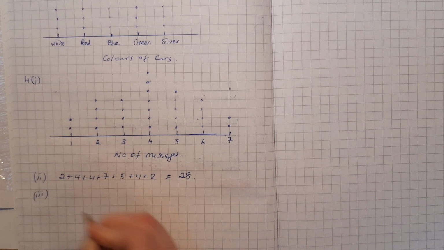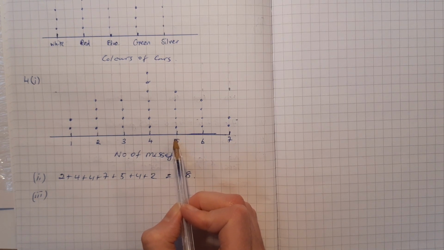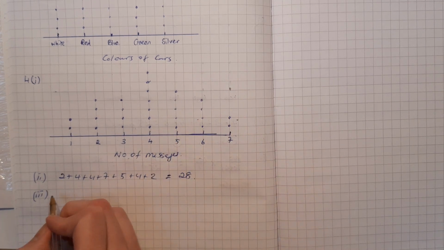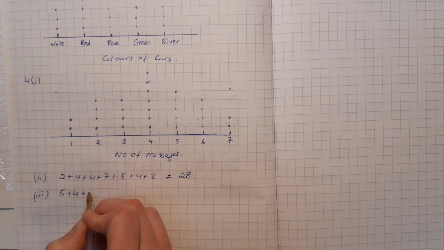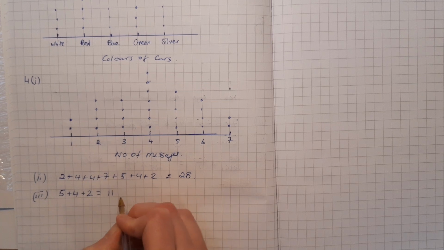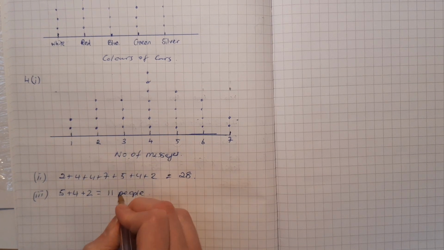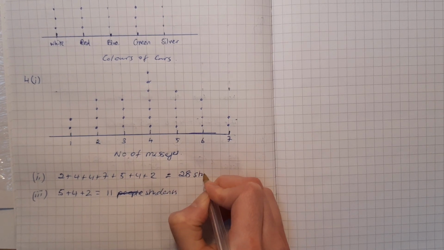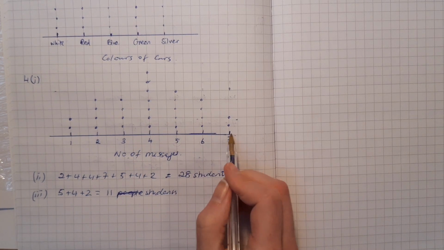Part 3. How many students received 5 text messages or more? So these are the people who received 5 messages. More would be 6 or 7. So I'm adding up all of these people. So 5 people plus the 4 people plus the 2 people, that's a total of 11. Or students, 11 students, apologies. I'll put students in beside there as well. But there's 28 in the class, 11 of them got 5 or more messages.